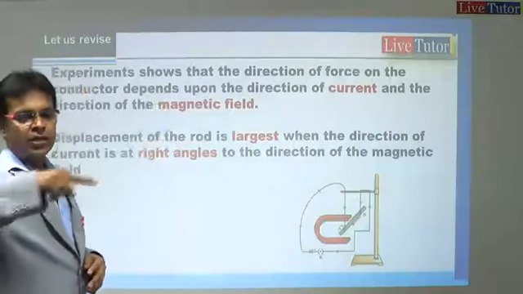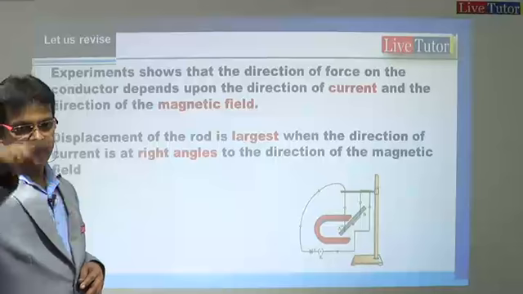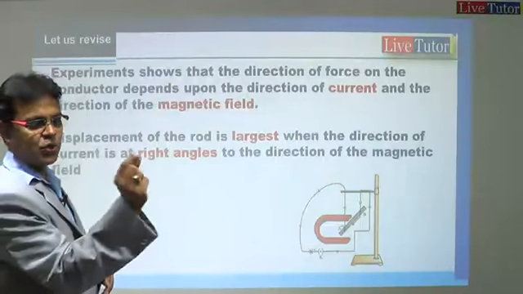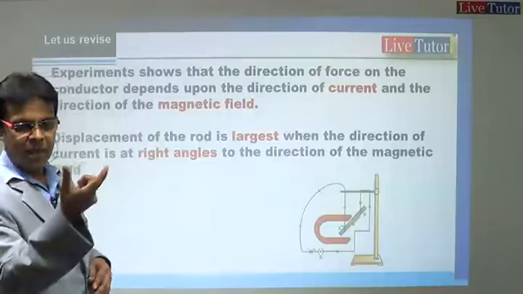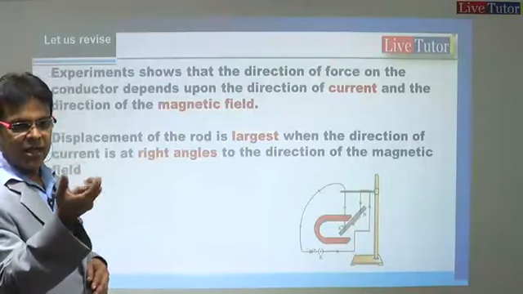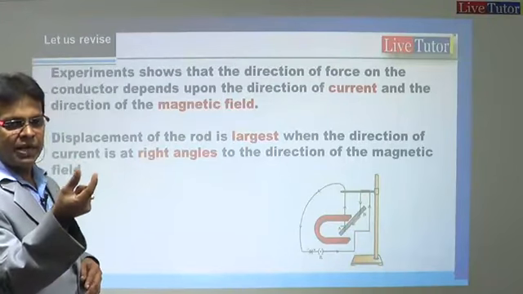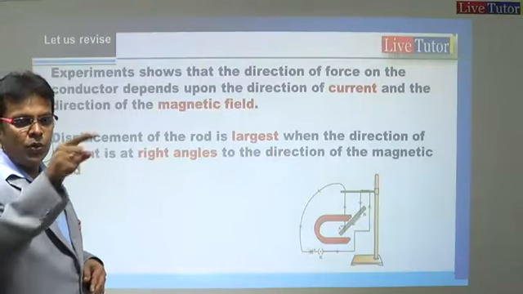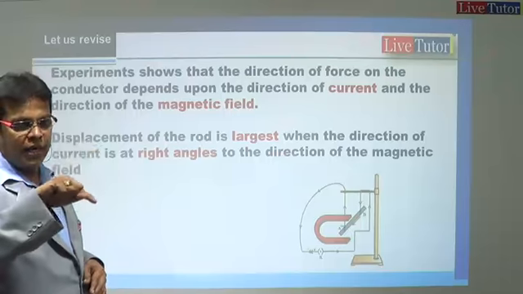When the current is flowing through the solenoid, the displacement, you can see that the magnet is showing at right angles. So the magnet is displaced because the magnetic compass needle is a magnet, isn't it? So that magnet is experiencing a force due to the current which is flowing in the solenoid.